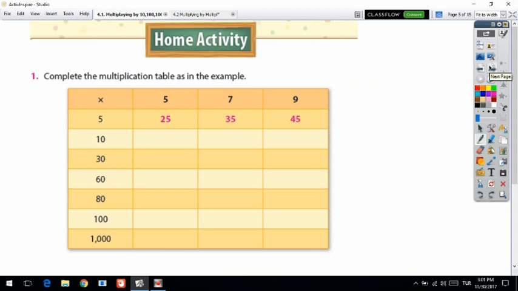Now let's look at another page. It was home activity. Complete the multiplication table as in the example. There is a multiplication sign. You multiply two numbers, from up to down, then from left to right. I want to choose, for example, 60 and 5. I bring the arrow at some point, then I multiply them. 60 times 5 is equal to, first I close the 0. 6 times 5 is equal to 30. How many zeros did I close? It was just one zero. So it could be 300.